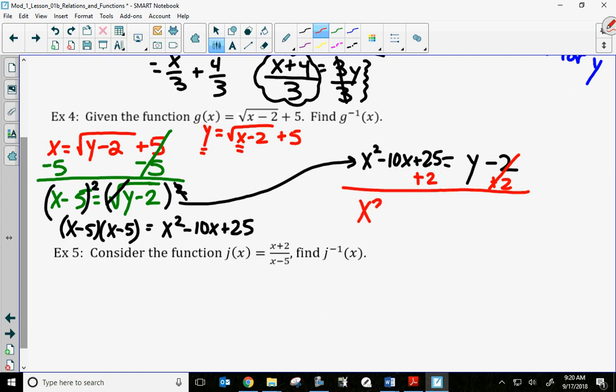So x squared minus 10x plus 27 equals, I'm not going to put y. They want the inverse of g. So g negative 1 of x. There you go.